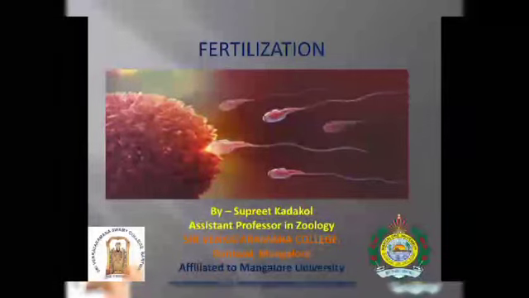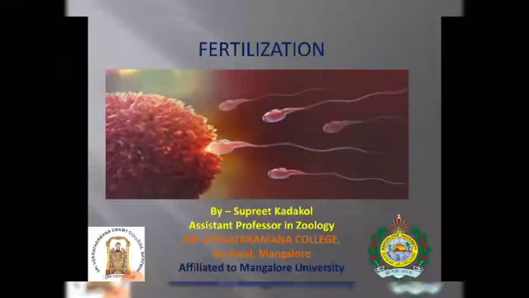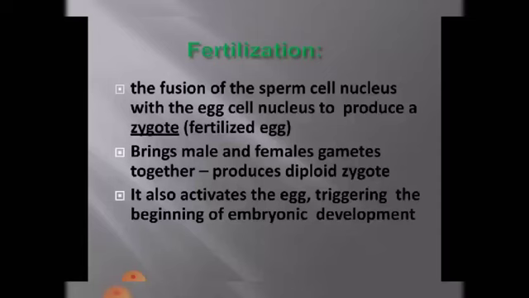Hello everyone. Today we'll discuss the topic of fertilization. So what is fertilization? As you can see, fertilization means the fusion of the sperm cell's nucleus with the egg cell's nucleus to produce a zygote. It brings male and female gametes together, which produces a diploid zygote, and it also activates the egg, triggering the beginning of embryonic development.